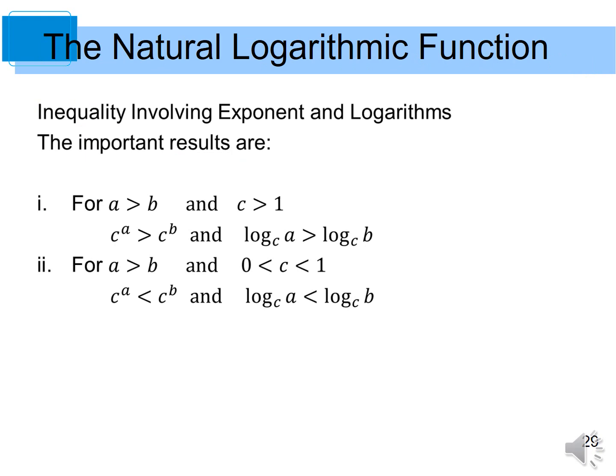Look at the important result of inequality involving exponent and logarithm. For the first case, we have a greater than b and c greater than 1. We just say a is 4 and b is 3 and c greater than 1, so we say 2. Look at the statement: c to the power a greater than c to the power b. Is it true? So c is 2.